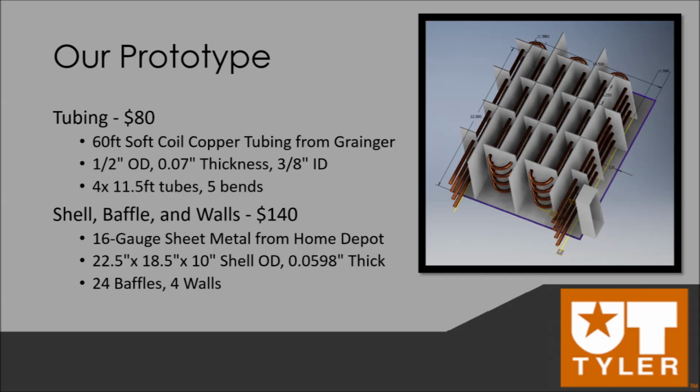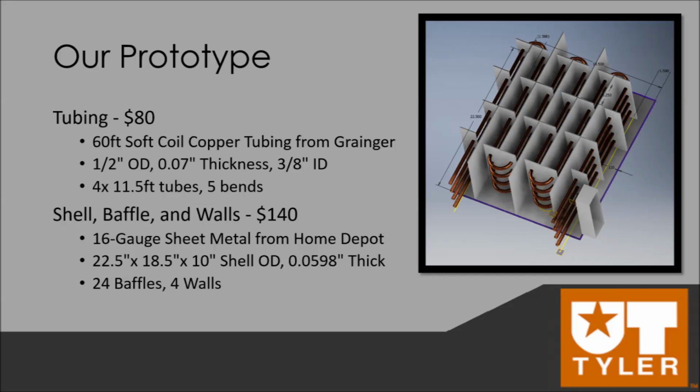The tubing consists of 60 feet of coiled soft copper purchased from Granger for $40. We cut the tubing into 5 sections, using one as a testing apparatus for flow and thermal conductivity while bending the other 4 into a proper shape for our design. The tubing parameters are a 1/2 inch outer diameter with a wall thickness of 0.07 inches and a 3/8 inch inner diameter. There are 5 bends and a total length of about 11.5 feet per tube. Although this copper has a sub 200 degrees Celsius safety temperature, that temperature is more than enough for our testing, heat transfer, and flow apparatus.